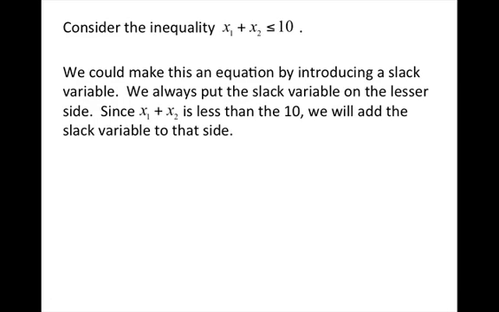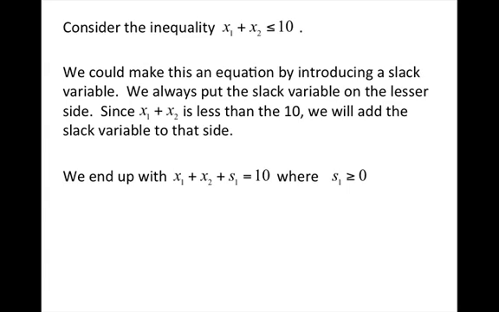So we could make this an equation by introducing a slack variable. We always put the slack variable on the lesser side or the smaller side. And since x sub 1 plus x sub 2 is less than the 10, we're going to add the slack variable to that side. So we end up with x sub 1 plus x sub 2 plus s sub 1 equals 10. So the s sub 1 is that slack variable that we added. I don't know what number I need to add, so it's unknown to me. I'm just going to call it an s.